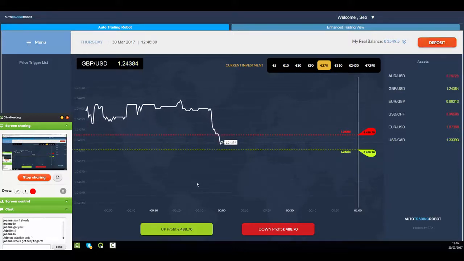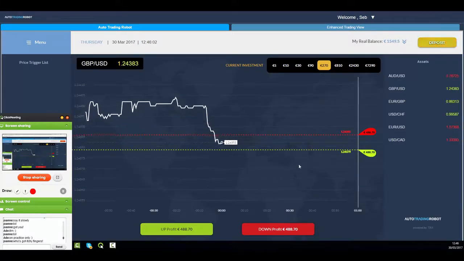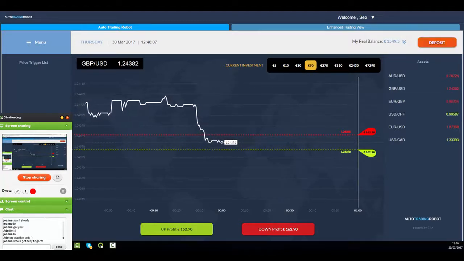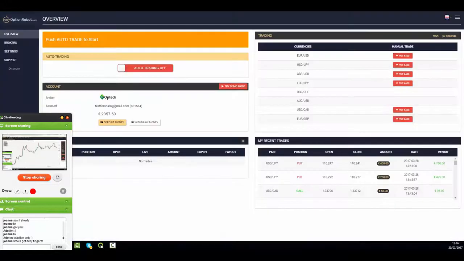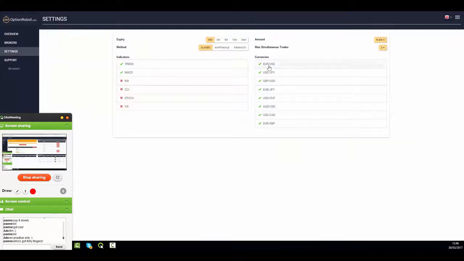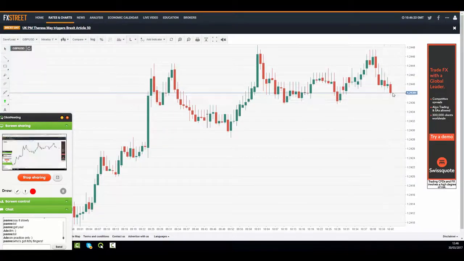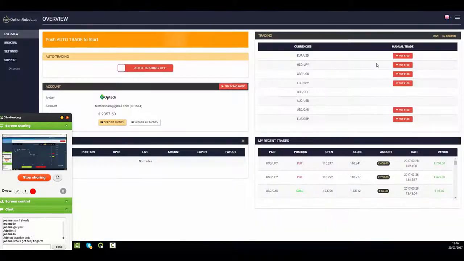Who's got itchy fingers? Everything's on a put on Option Robot. That's on 400 euros. I'll do it on 100. I'm not doing bloody GBP USD put. GBP USD put is actually pushing down according to Option Robot. Let's do this.